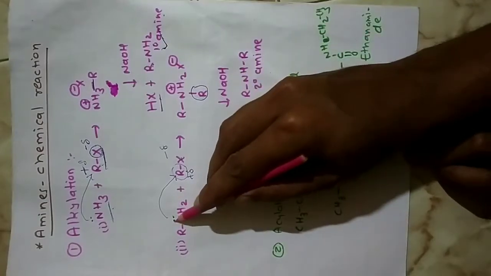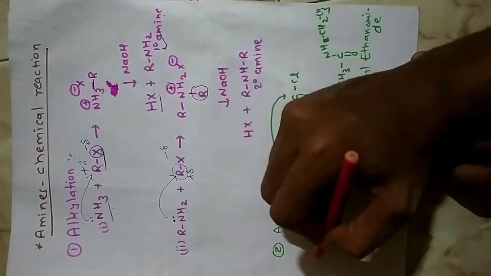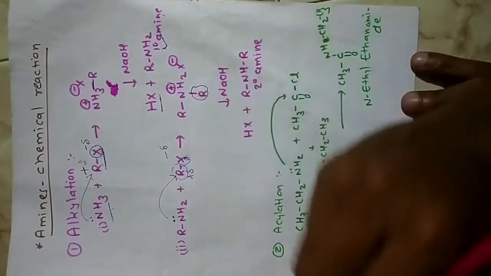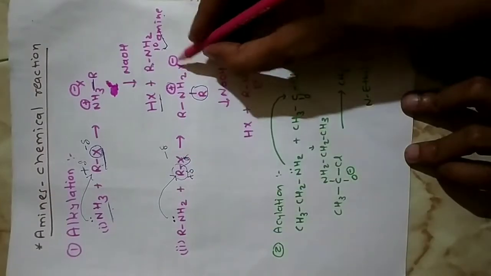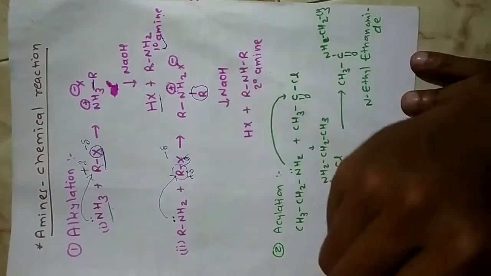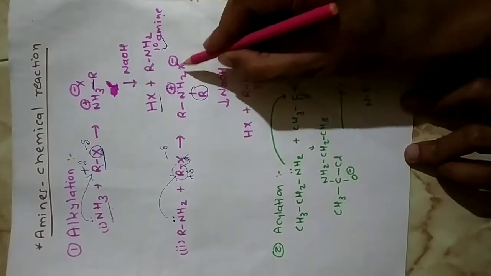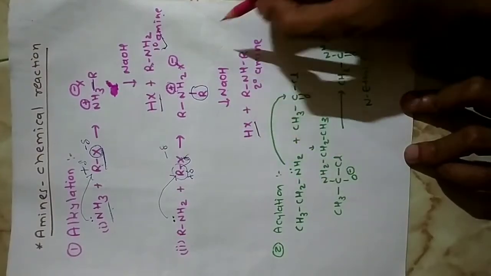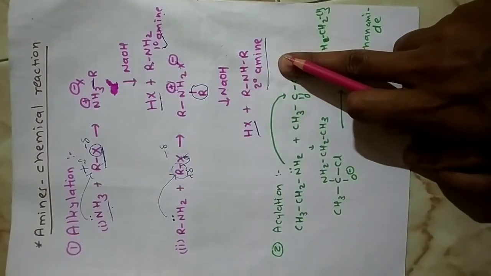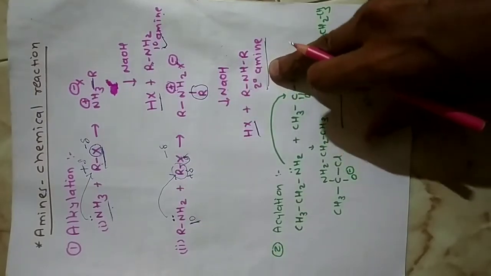Now these electrons are used in making this bond, so there is a positive ion on nitrogen. These electrons are shifted towards halogen, so halogen is negative. There will be a positive and negative ion, so an ionic bond will be there. Now when it reacts with NaOH, HX is liberated again and we get a 2 degree amine from the 1 degree amine. You can see here it is our 1 degree amine and the product is a 2 degree amine.